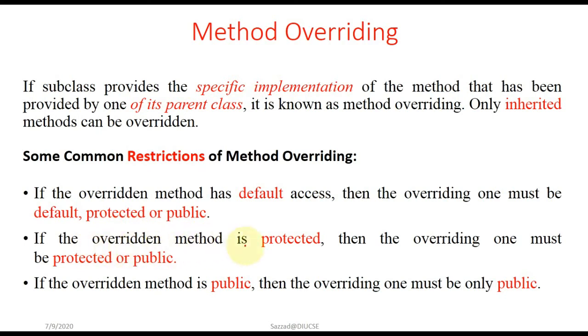If the overridden method is protected, then the overriding one must be protected or public. So if the parent method is using protected, then the child method should be protected or public. If the overridden method is public, then the overriding one must be public. So if the method declared in the parent class is public, then in the child class the method should also be declared with the access modifier public. So let us see an example.